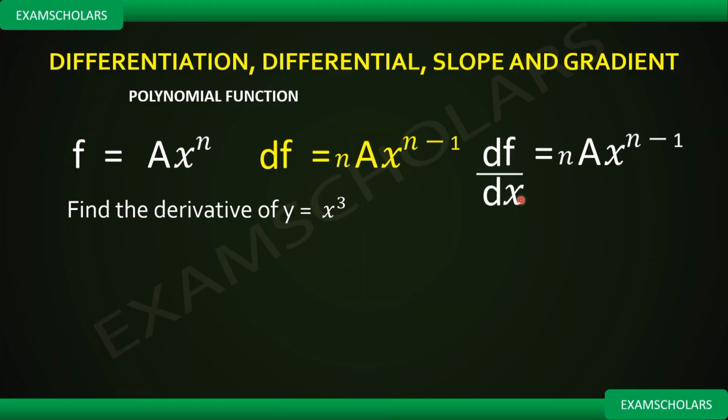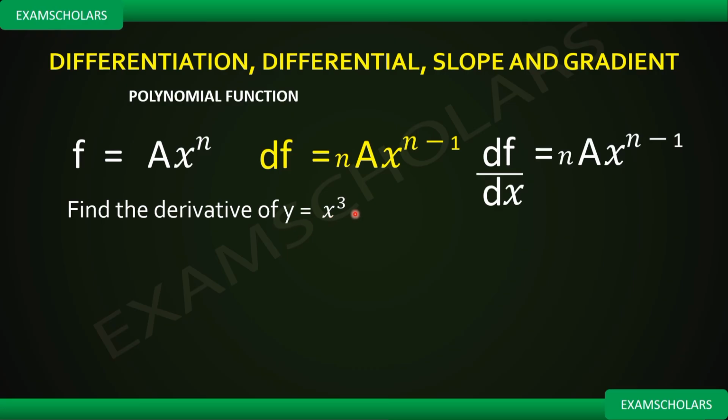Now let's look at this simple example. Find the derivative of y equals x raised to power 3. Don't forget, derivation, differentiation, derivative, differential, slope, and gradient all mean the same thing. Now y equals x raised to power 3 and you are asked to find the derivative. So which means you want to find change in y over change in x. How do you solve it?